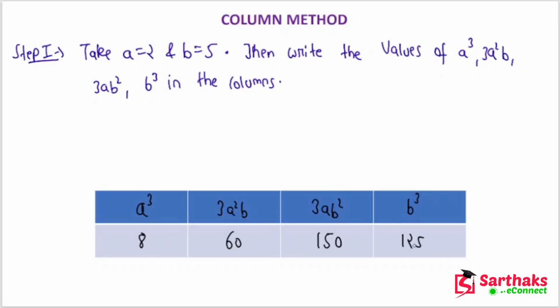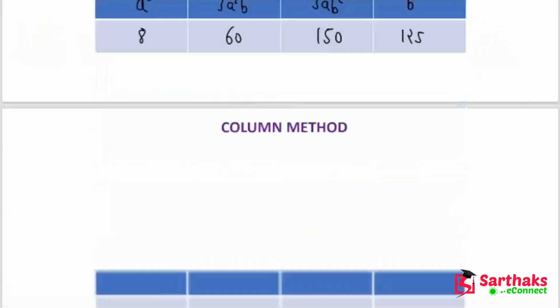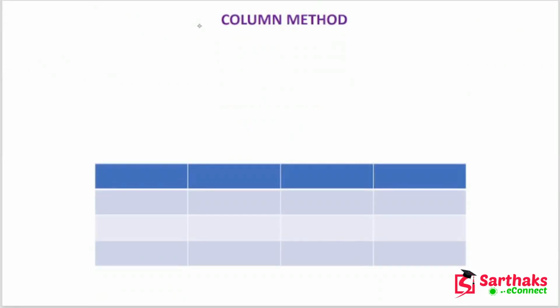So that was the first step, right? In the first step we had taken a equals 2, b equals 5, and then we have written the values in the columns, right? Now the step number 2. What is step number 2?